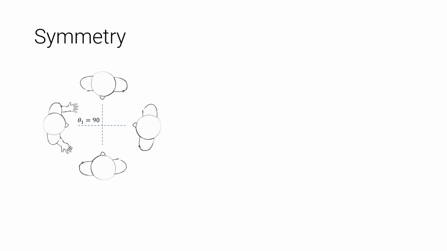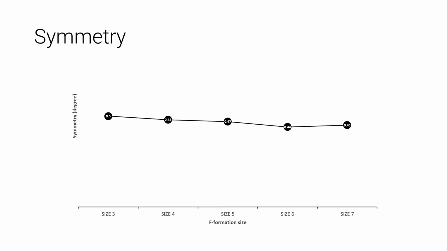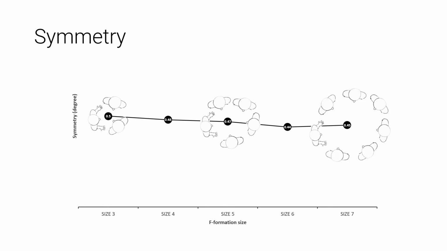We define symmetry of a formation as the average of absolute difference of all adjacent angles and the adjacent angle in a perfect symmetric formation of the same size. The symmetry for a perfect symmetric formation is 0, and as this number increases, it shows the formation is less symmetric. As an example, the symmetry value for this formation is 30. We observe that unconstrained conversational groups exhibit a high degree of symmetry and tend to be circular in shape.